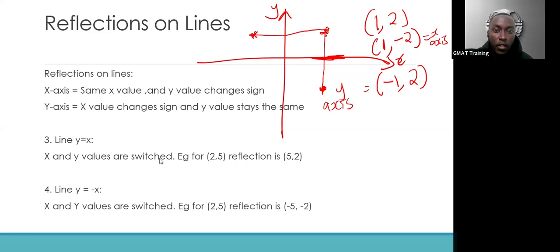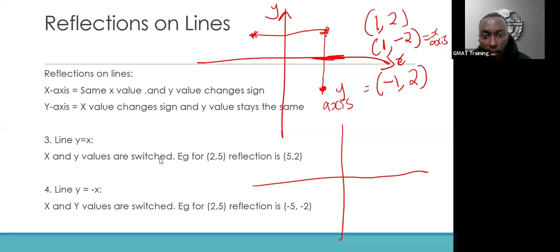We also have lines that you can reflect on. I'll visualize number 3, whereby x goes to y. So let's have the y-axis and the x-axis. Then we usually have x equals y, which passes through the origin. Now, if you reflect a point on this line, the values of x and y are switched, such that if you have a point 2, 5, the reflection is 5, 2.